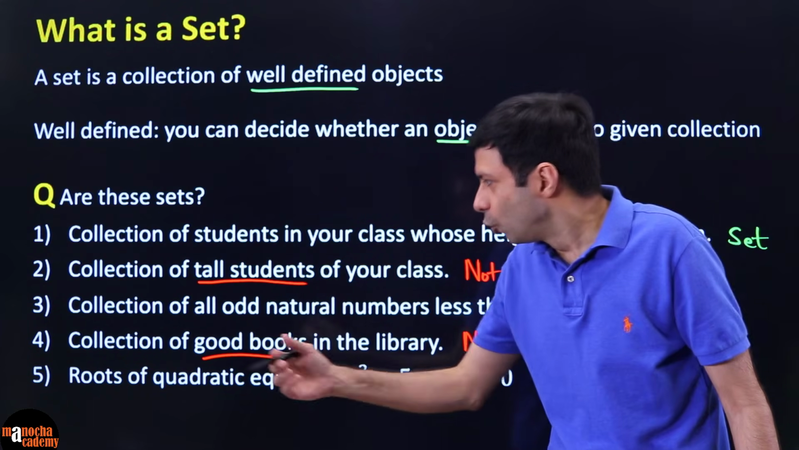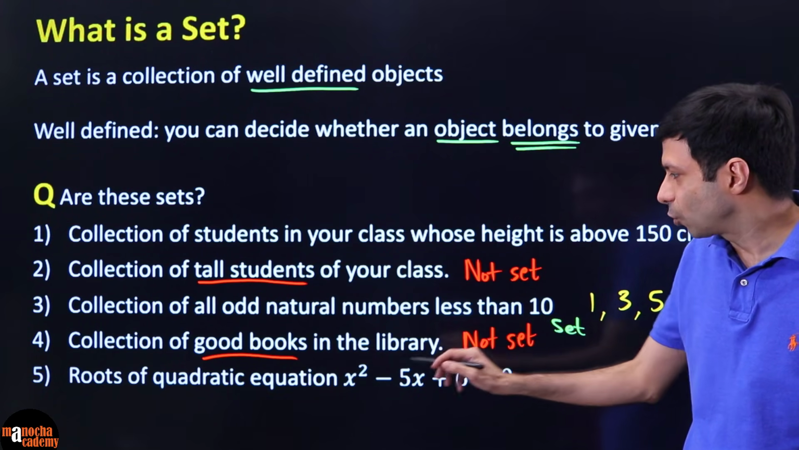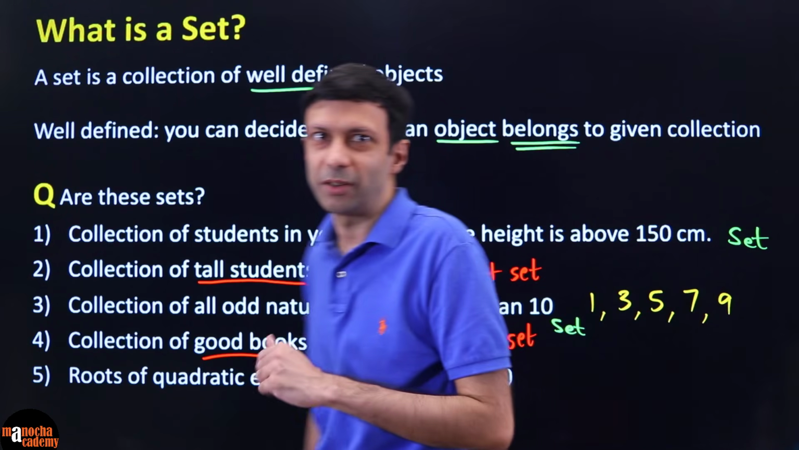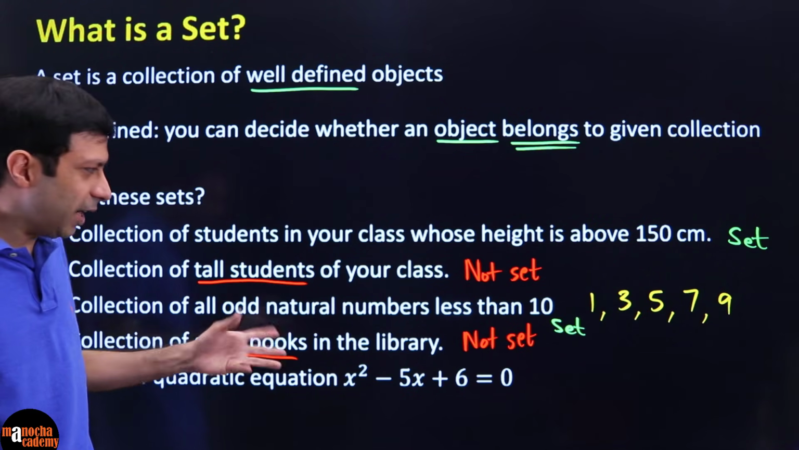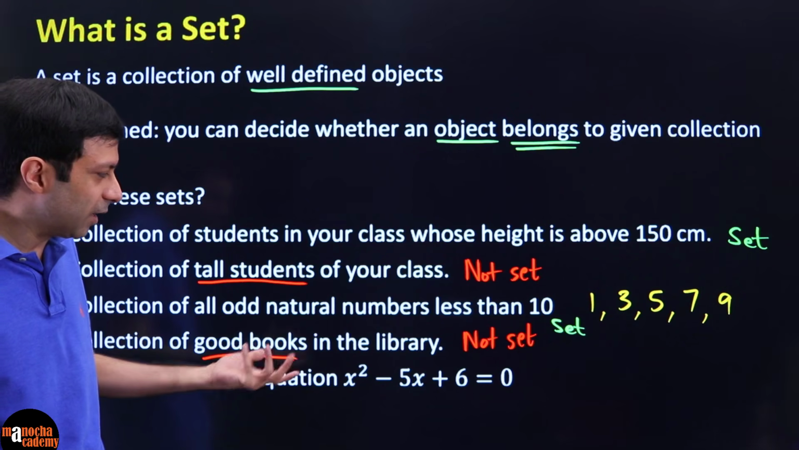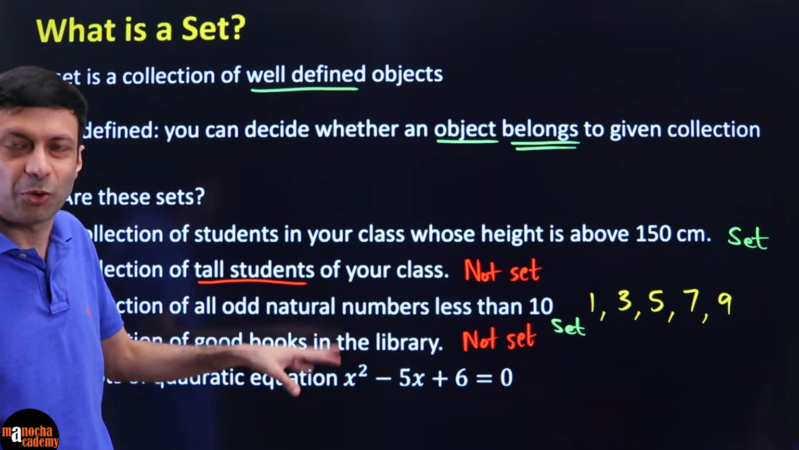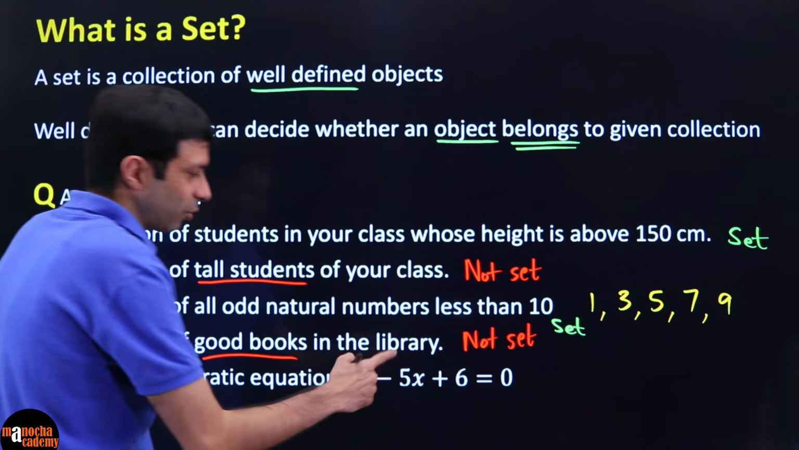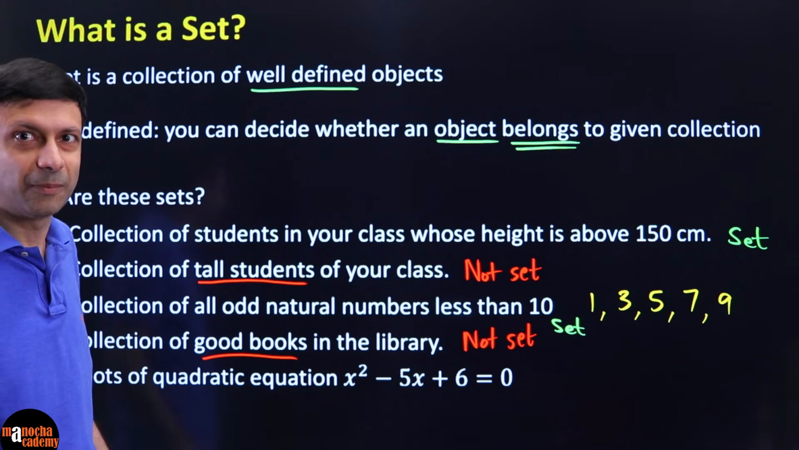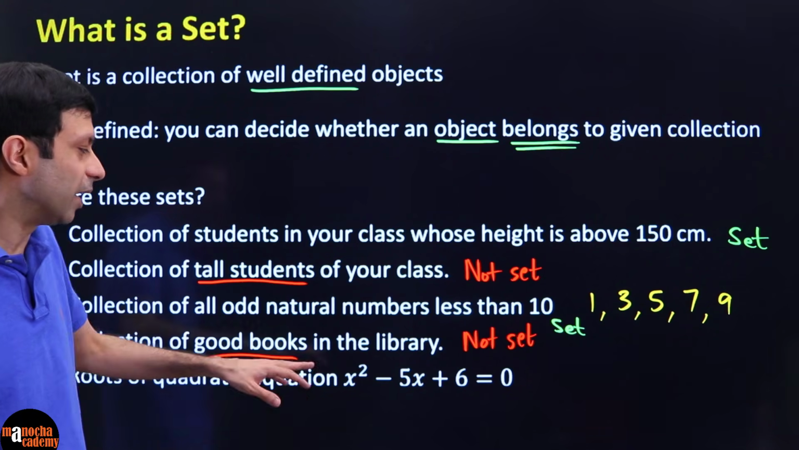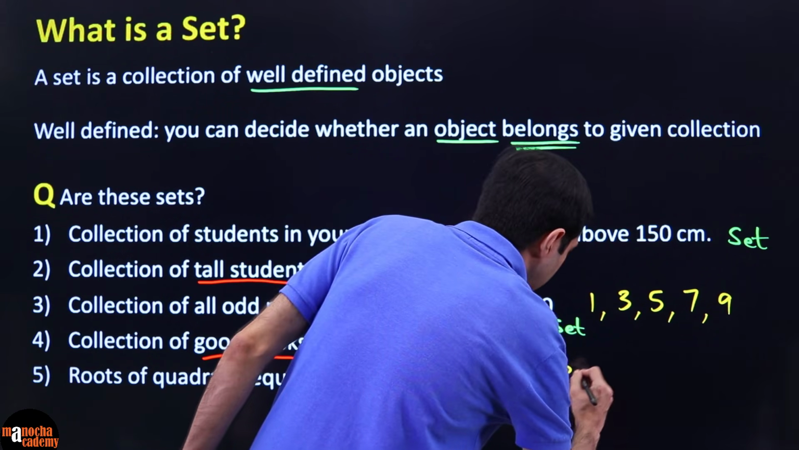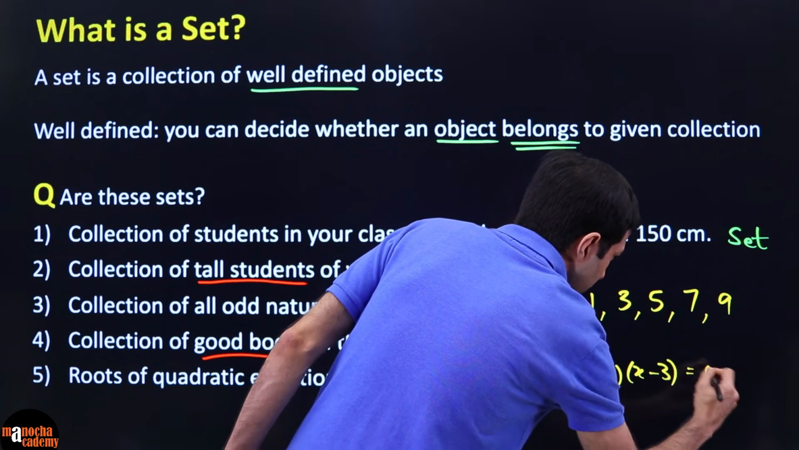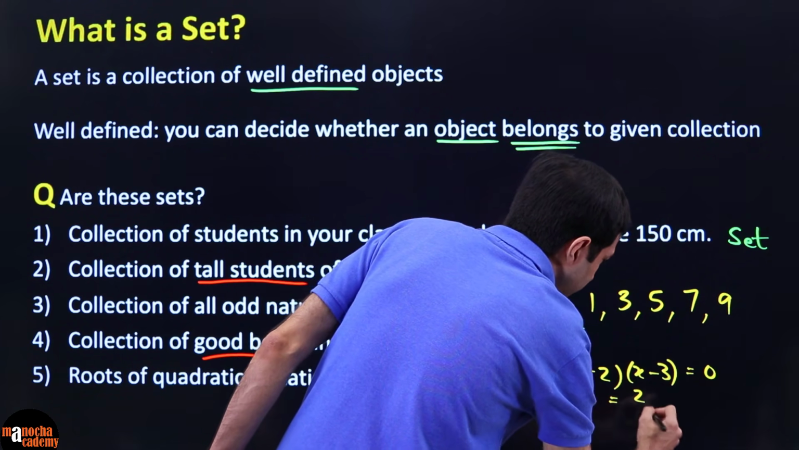One more example. Roots of the quadratic equation x squared minus 5x plus 6 equals 0. Is this a set or not? So here it's not very evident directly, right? We'll have to do some thinking here. Let's see how to solve this equation so that we are sure whether it's well defined or not. If you solve this quadratic equation by doing middle term breaking, you can try that on pen and paper. What will you get? This is going to factorize as (x minus 2) times (x minus 3) equals 0. So therefore the values of x are 2 and 3.